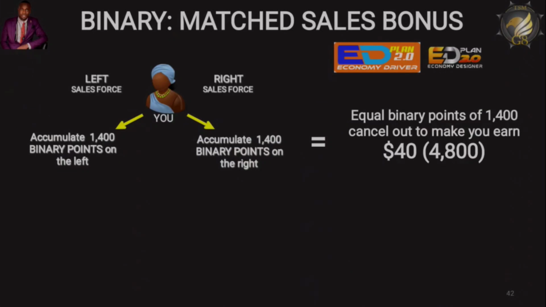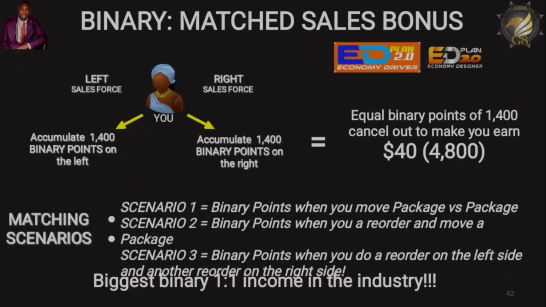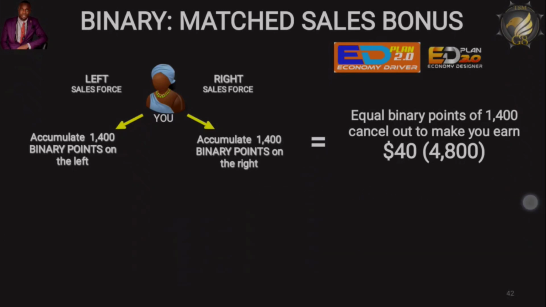So now we're going to go to the second part of the binary way of making money, which is called the matching sales bonus. And this is where we have a lot of income. So we said your account is divided into the right and the left sales force. According to how you generate matching sales bonus, or the binary income, matching scenarios occur like this. The first scenario is binary points when you move a package versus a package. So here, you connect someone to join the team, and on this side, you connect someone to join the team, and you're going to make a matching sales bonus.